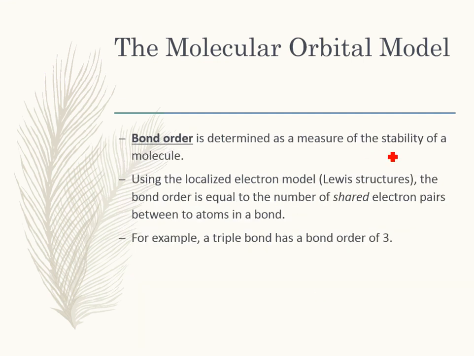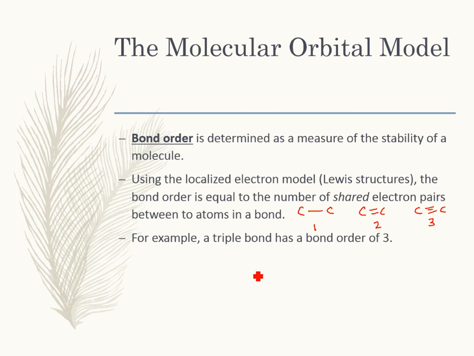We will discuss bond order only in these simple terms. Bond order is determined as the measure of the stability of a molecule. Using the localized model, the bond order is equal to the number of shared electron pairs between atoms in a bond. So this is the one case where it is significant what type of bond. The bond order of a CC single bond is 1, of a double bond is 2, of a triple bond is 3.